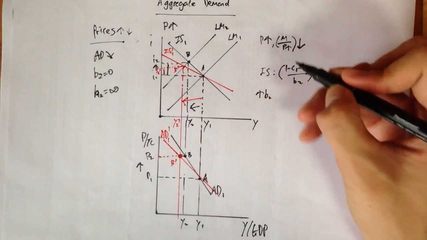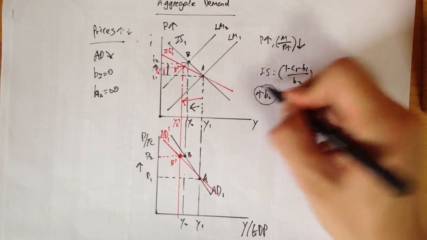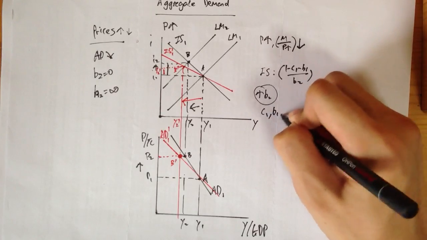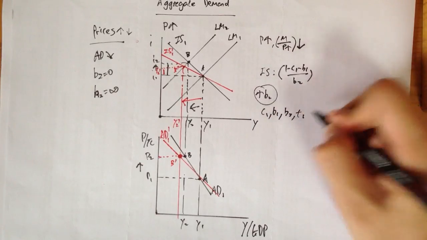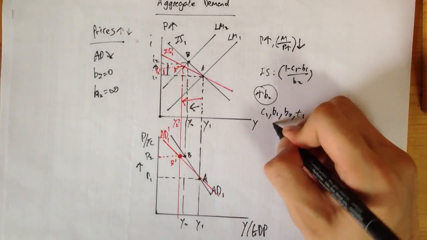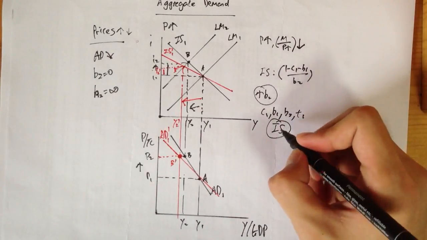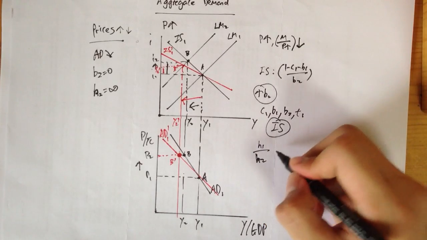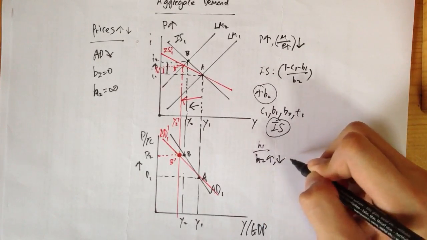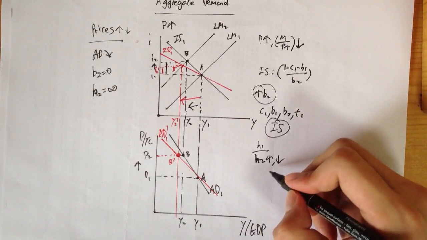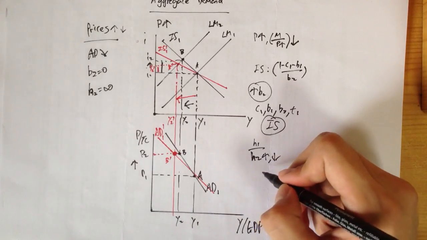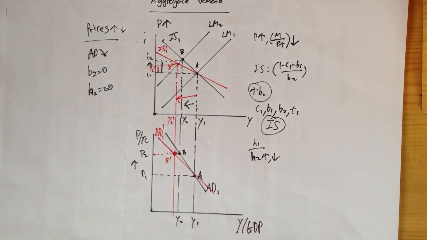So actually we know that the factors affecting the slope of the AD curve can be your C1, your B1, your B2, your T1, and here we're just talking about the IS. And then we know that the slope of the LM is H1 over H2, and an increase or decrease in H2 will actually affect your AD curve. But I'm not going to show you guys in this video for simplicity. And this is pretty much how we get your AD function. Thank you.